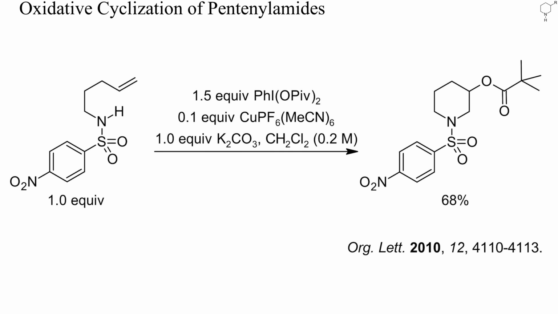Let's check some cyclization reactions. Pentenyl amides can undergo intramolecular acyloxy amination of the C=C double bond when treated with oxidants. In this example, a diacyloxyiodobenzene and catalytic copper(I) were used.